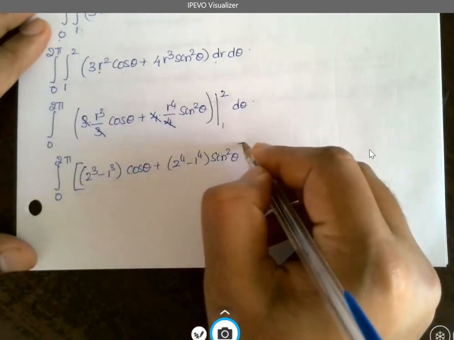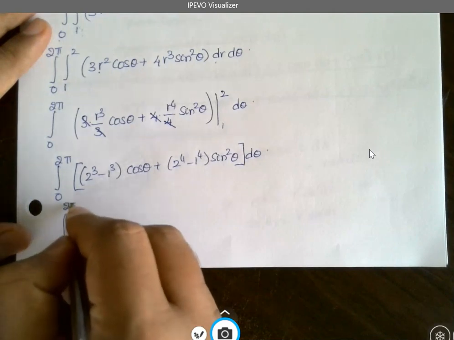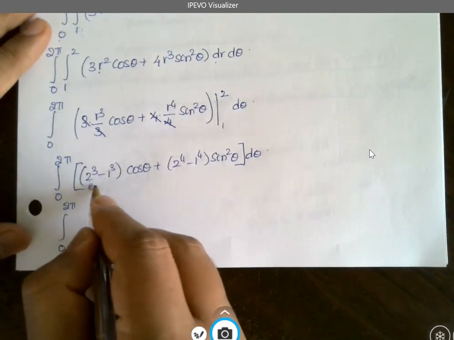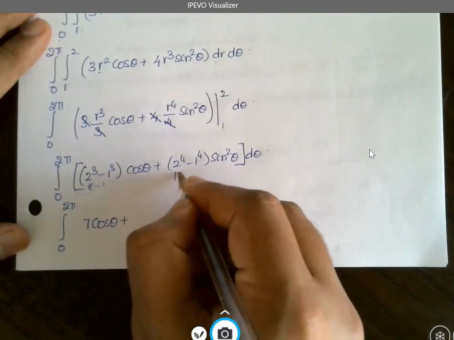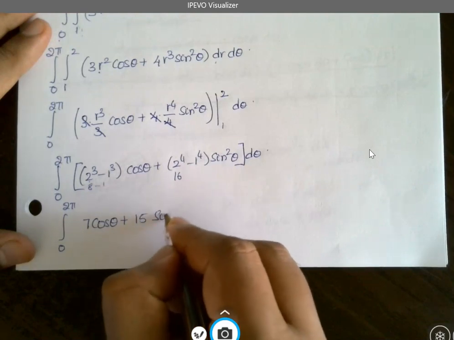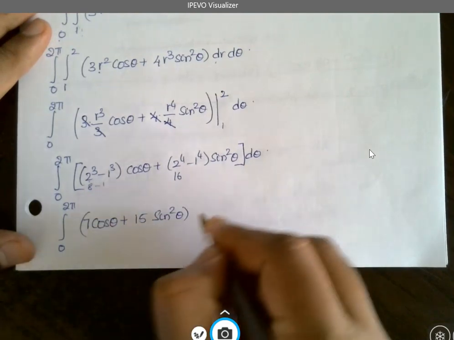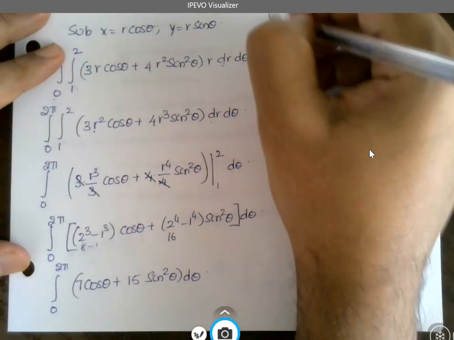D theta. Let's just put it that way. Okay. So you get 0 to 2 pi, 2 cubed is 8, 8 minus 1 is 7, so you get 7 cosine theta plus 2 to the 4 is 16, 16 minus 1 is 15, so you get 15 sine squared theta d theta, right? Are you with me now? So now let's start integrating.